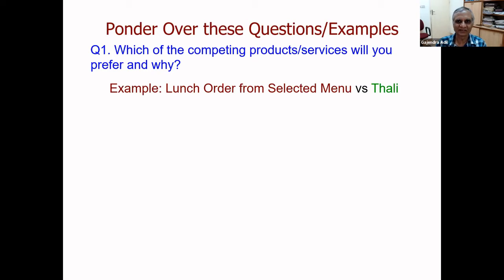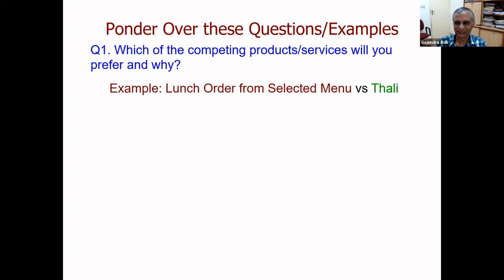So what we are saying is, just to sum up, there are two products, and both have their pros and cons. Do you agree? If you are an office goer and your boss says you have only 40 minutes for lunch, you're most likely going to pick a thali and not go for a selected meal. But if it's a weekend or a party, you might go for that. Budget is also one factor, time is another factor.